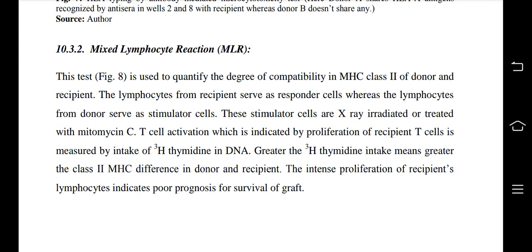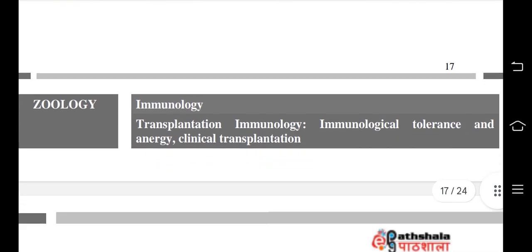T cell activation, which is indicated by proliferation of recipient T cells, is measured by intake of 3H thymidine in DNA. The greater the 3H thymidine intake, the greater the class 2 MHC difference in donor and recipient. The intense proliferation of the recipient's lymphocytes indicates poor prognosis of survival of the graft.